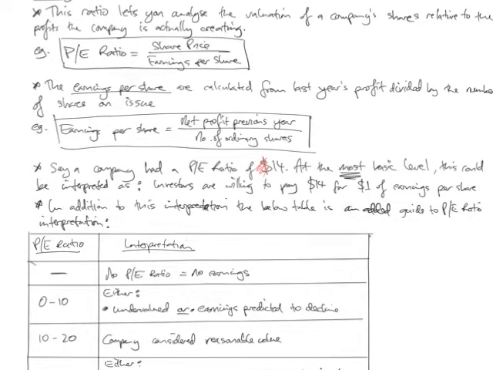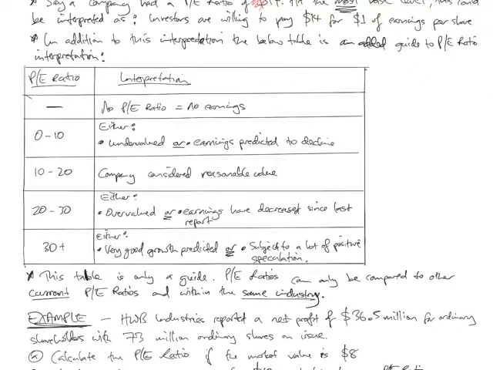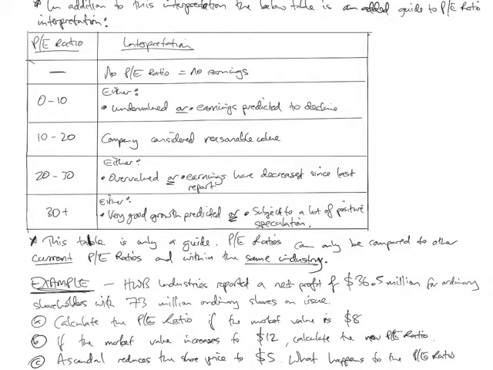However, there's a table that I referenced before, which is an additional interpretation you'll want to use in your DIs. This is an added guide to PE ratio interpretation, so this is in your book, but I've got it here as well. This column is the PE ratios that we're referring to, and this is how you would interpret it. If there's no PE ratio, that means the company made no earnings. If the PE ratio is between 0 and 10, either the company is being undervalued or earnings are predicted to decline. So people are a bit wary of it and they think the share price is going to go down.